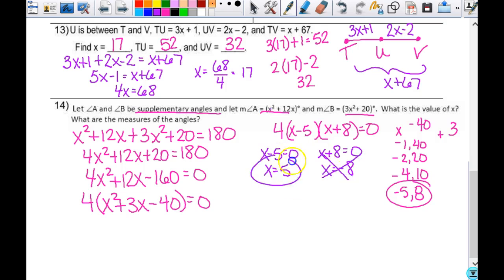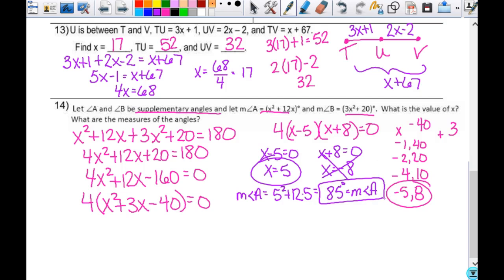So this is the only one that I use. So this is my x. Actually, both of these are my x values. But then for the actual measures of the angles, I use this to plug that in. So for the measure of angle A, that is 5 squared plus 12 times 5. So 5 squared is 25, 12 times 5 is 60, so 25 and 60 is 85 degrees. That's the measure of angle A.